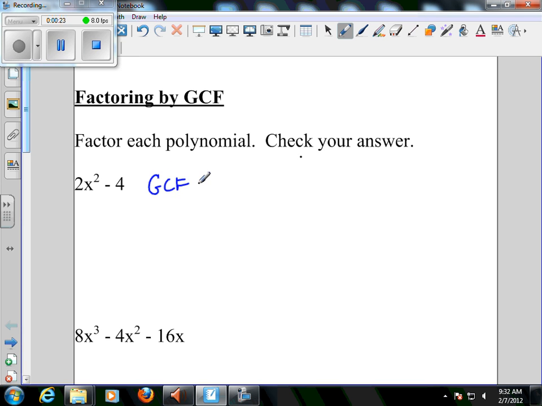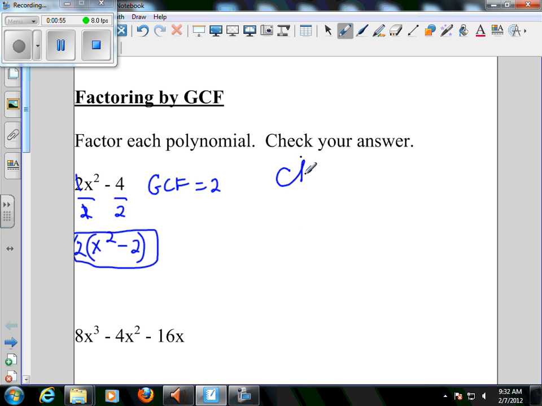The GCF of 2x squared and 4 is 2. Now what we're going to do is divide each of those terms by the GCF of 2. And when we do, the 2's cancel, and we end up with x squared minus 2. And then we write the GCF in front of our answer. So our factored form right here is 2 times, in parentheses, x squared minus 2.